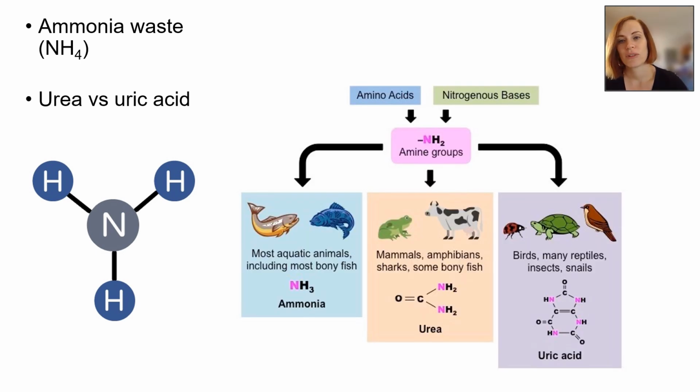And mammals excrete this waste as urea in urine, whereas reptiles and birds excrete it as uric acid, which is like the white component of bird poo. It contains uric acid crystals.